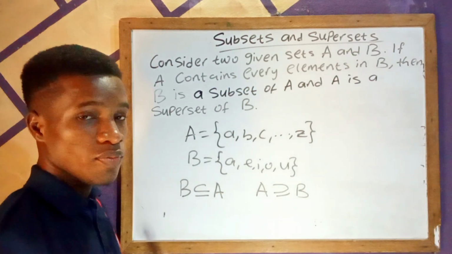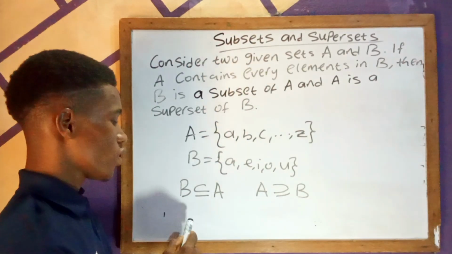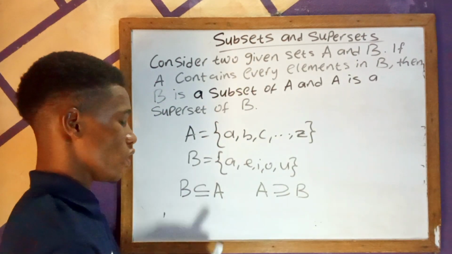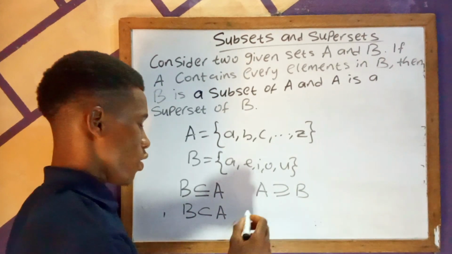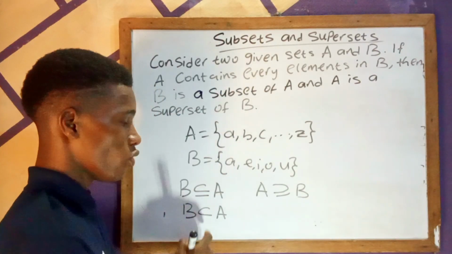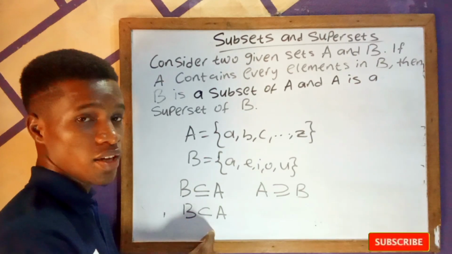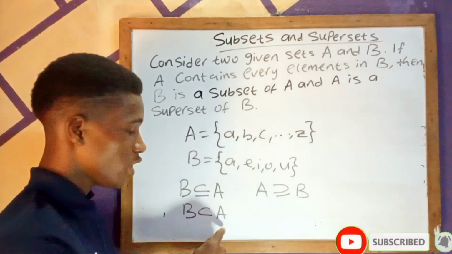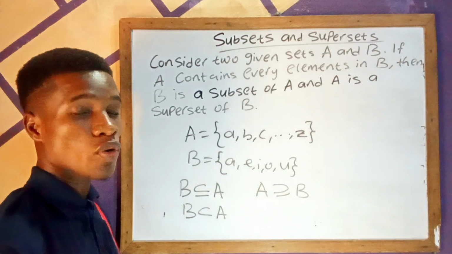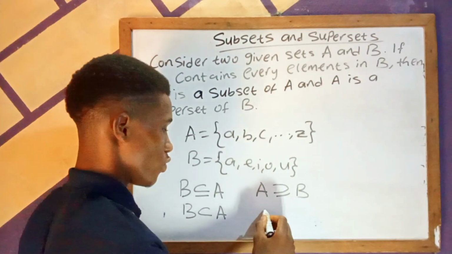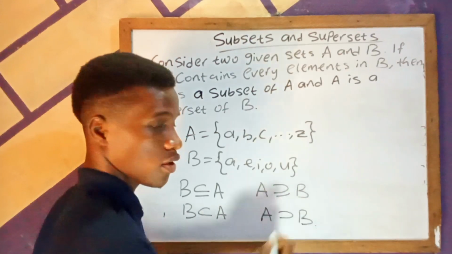You know, one of the best ways to learn mathematics is to relate it to something you already know before. So in this case, we say B is a subset of A. Now this can also be written as B is a proper subset of A. The difference between these two symbols is that in this case, B is completely contained in A. That means there is at least one element in A that is not in B. So it is totally contained in A.